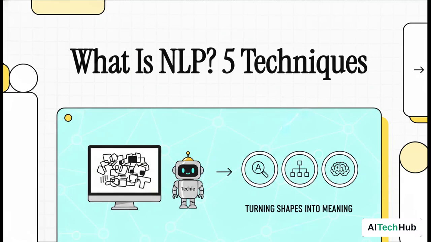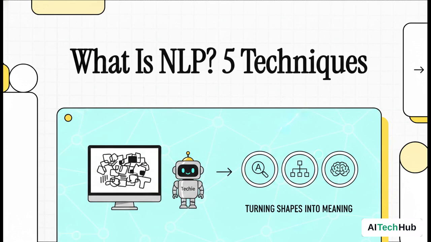Have you ever actually stopped to think about how a computer reads? Because the crazy truth is, when a computer looks at text, it's really just looking at shapes on a screen. It doesn't inherently know what any of it means. To a machine, our words are just pixels and squiggles.